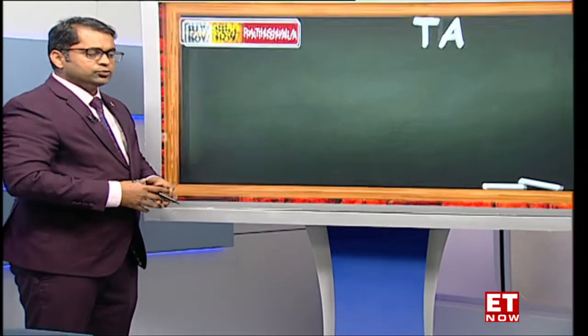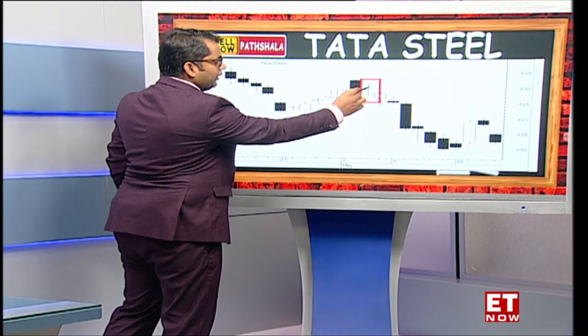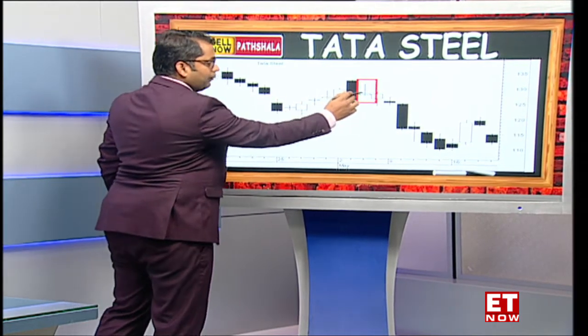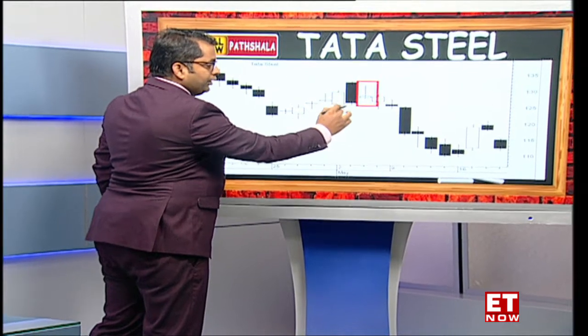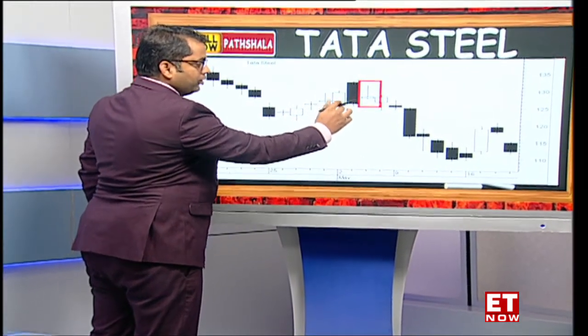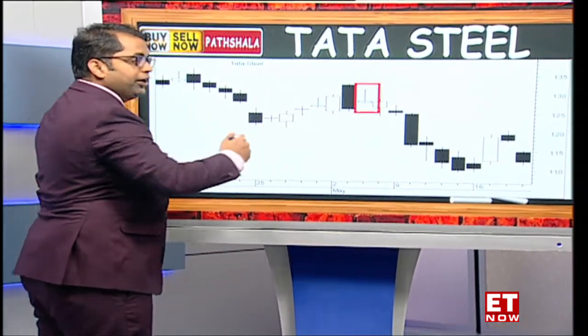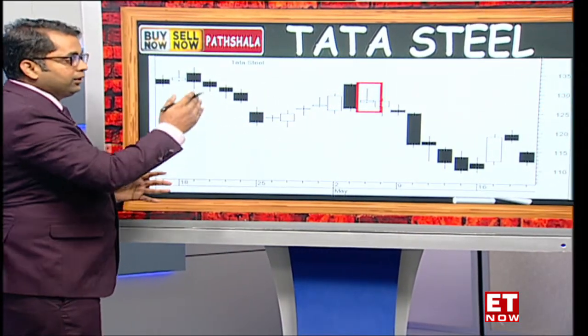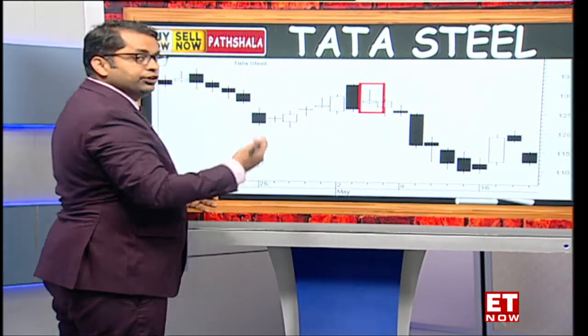In the next chart, on Tata Steel, this is the same spot where you've seen the inverted hammer pattern. As you can see, the inverted hammer pattern appears after a bearish engulfing pattern, which means that the prominence of this pattern increases. If two or three bearish patterns get clubbed together, the importance of the pattern increases, and then we expect the stock to go into a much sharper downtrend.